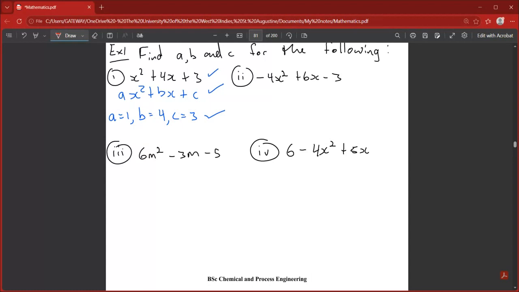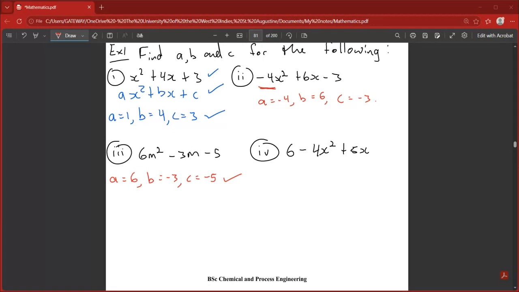Part 2, well, it's already written in the ax squared plus bx plus c form. So it's easy to identify A. That is just the number in front of x squared. So A is equal to negative 4, B is equal to 6, and C is equal to negative 3. Part 3, A will be equal to 6, B is equal to negative 3, and C is equal to negative 5. So the sign is very important. You can't just put positive 5 and positive 3. It's negative 3 and negative 5 in this case.